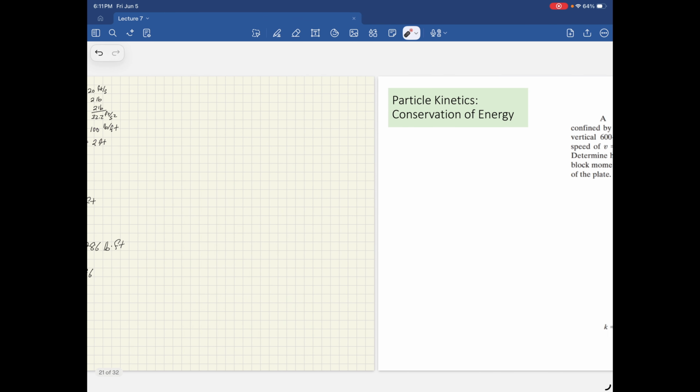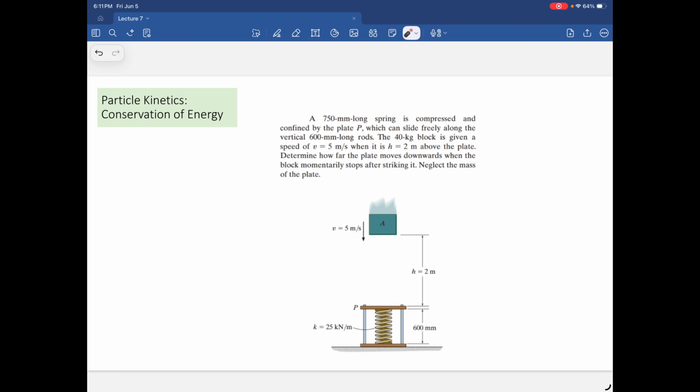All right, let's look at the second problem. Here we have a spring that we're told is 750 millimeters long, and it's compressed and confined by plate P, which can slide freely along vertical 600 millimeter rods. So basically we have a spring that is compressed by 150 millimeters. There's a 40 kilogram block. It's moving downward at 5 meters per second when we see it, and it is 2 meters above the plate.